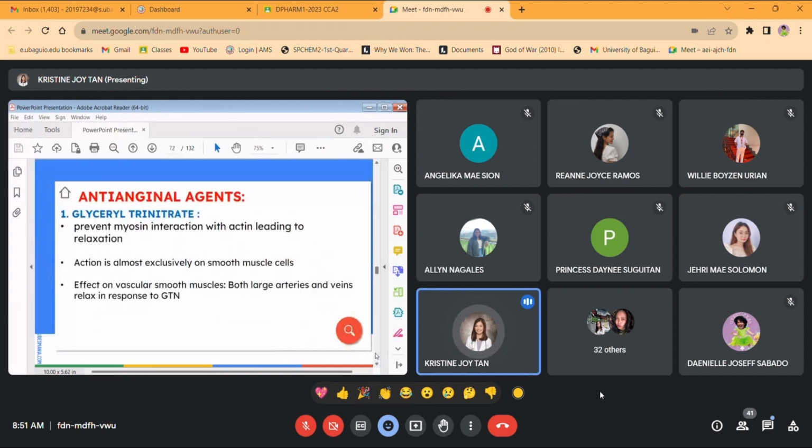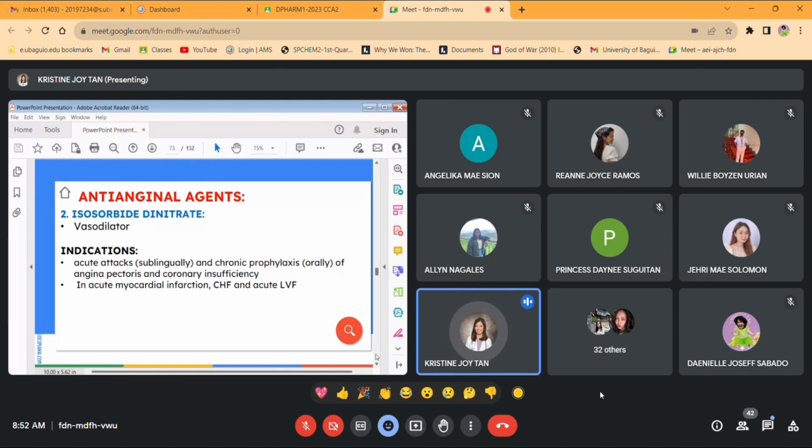So, under anti-anginal agent, first you have your glyceryl trinitrate. So, glyceryl trinitrate, it prevents myosin interaction with actin, leading to relaxation. So, action is almost exclusively on the smooth muscle cells. Effect on the smooth muscle cells, both large arteries and veins, will cause relaxation. So, magre-relax yung muscles ng arteries nyo, hence, it will result to a good blood flow towards the cardiac muscle.